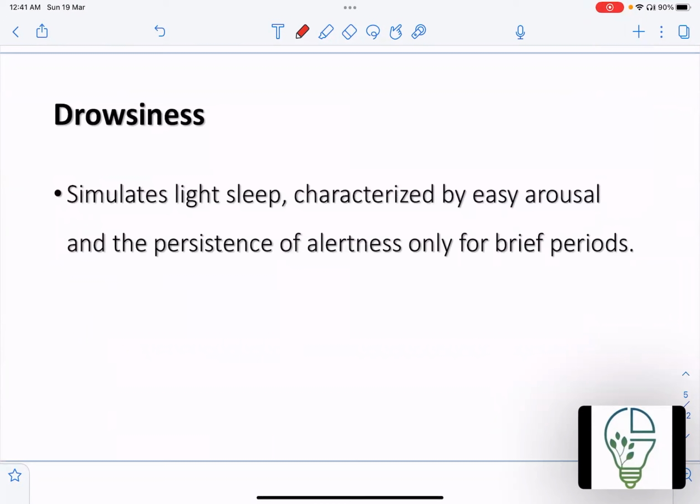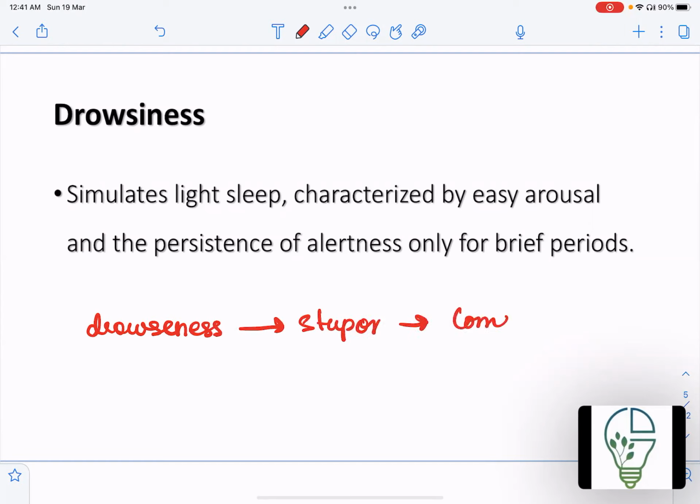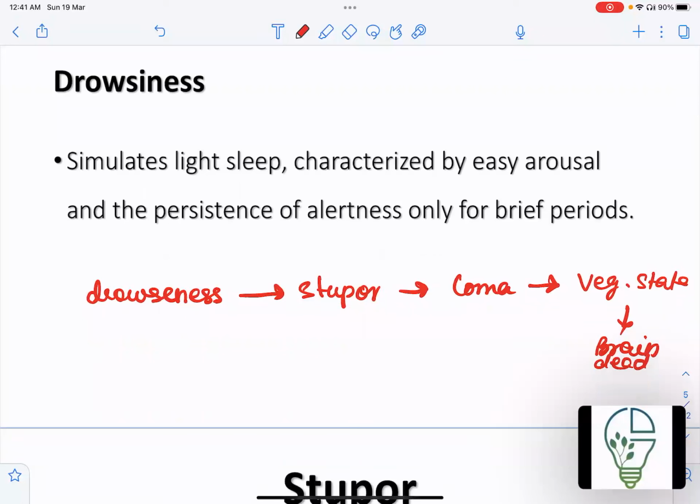On the contrary, what is drowsiness? When we classify them in different states, it would go something like this: drowsiness, stupor, coma, vegetative state, brain dead. If we were to put a level to the consciousness-related diseases, this is how we would classify them. So let's start with drowsiness, the first one on our table.